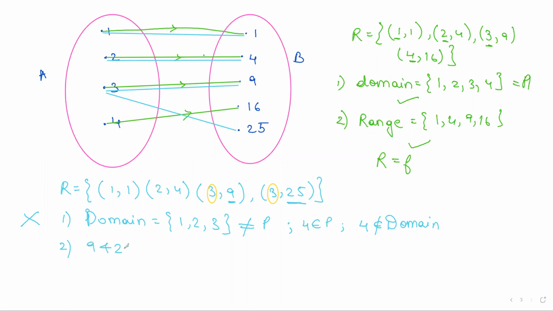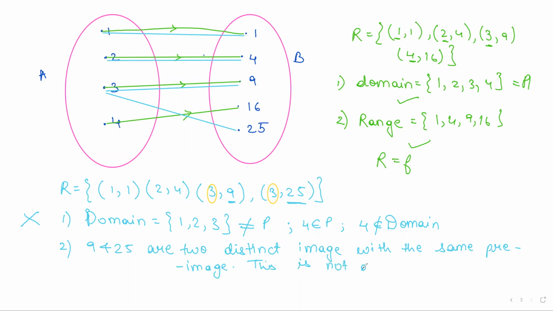9 and 25 are two distinct images with the same pre-image. This is not allowed. So the second condition is also not satisfied.